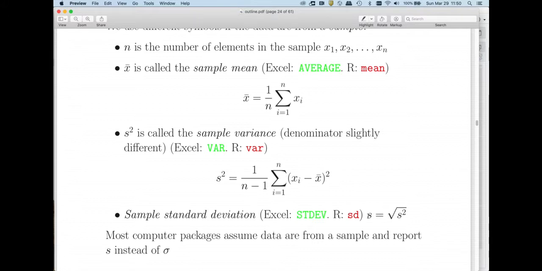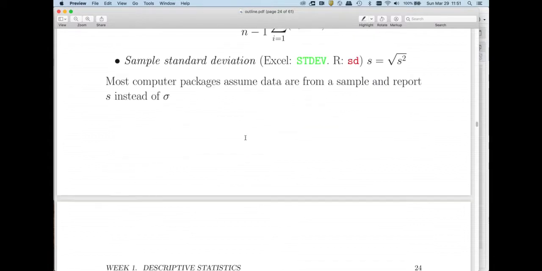So the point I'm just trying to make with this is we're going to change our symbols if we have data from a sample versus data from a census. But the basic meaning is the same. So the sample mean tells us the middle in the same way the population mean tells us the middle. The sample variance is an indication of dispersion, just like the population variance is an indication of dispersion.